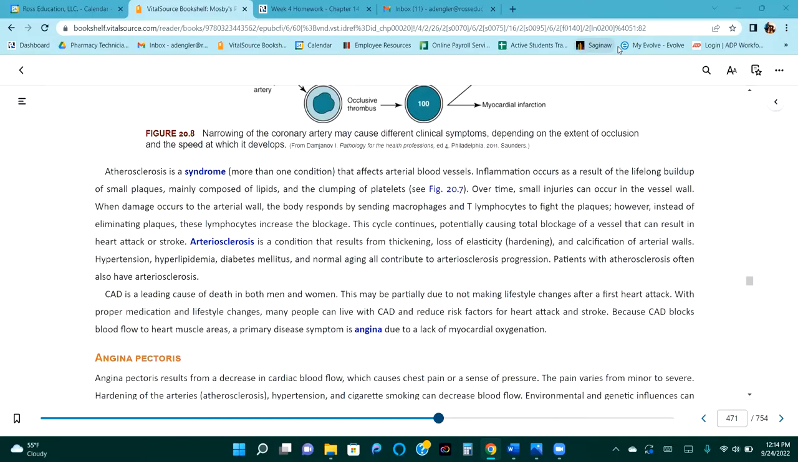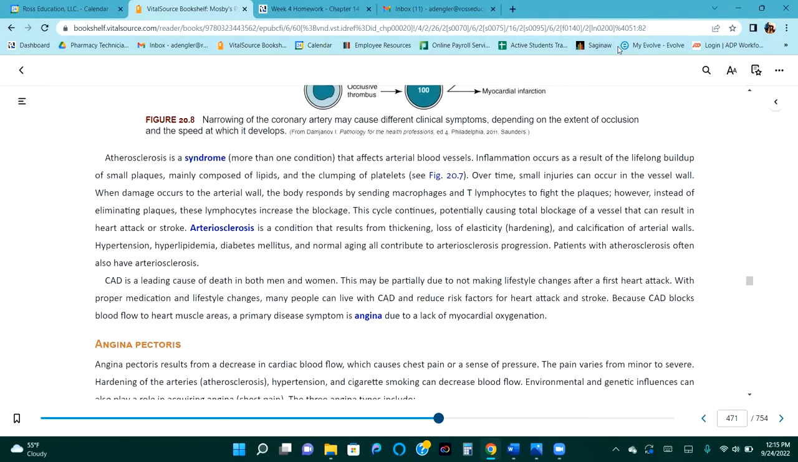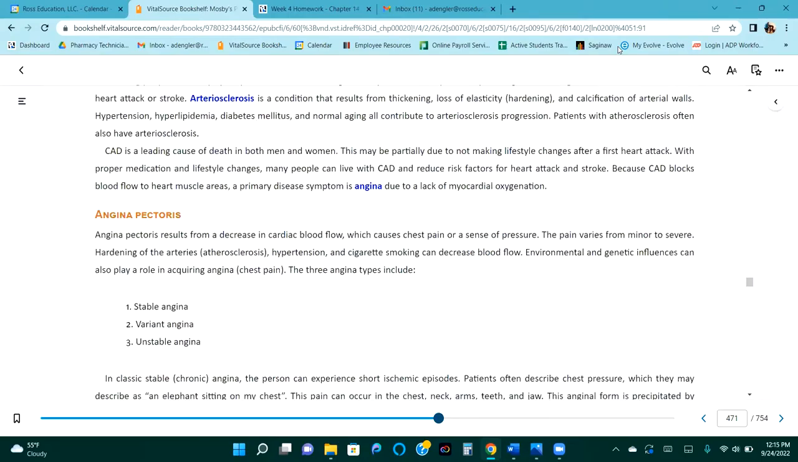Arterial sclerosis is a condition that results from thickening, loss of elasticity, hardening, and calcification of arterial walls. Hypertension, hyperlipidemia, diabetes mellitus, and normal aging all contribute to arterial sclerosis progression. Often when someone has atherosclerosis, they're also going to have arterial sclerosis.